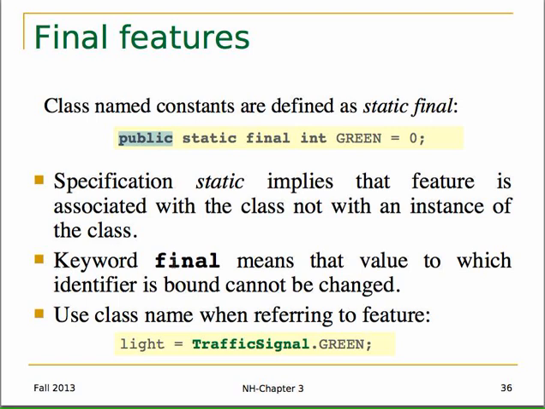Final means that the value to which the identifier is bound cannot be changed. You cannot change green to anything other than 0. And so remember, when you have a static data member, you want to use the class name, not an object name, dot data member.